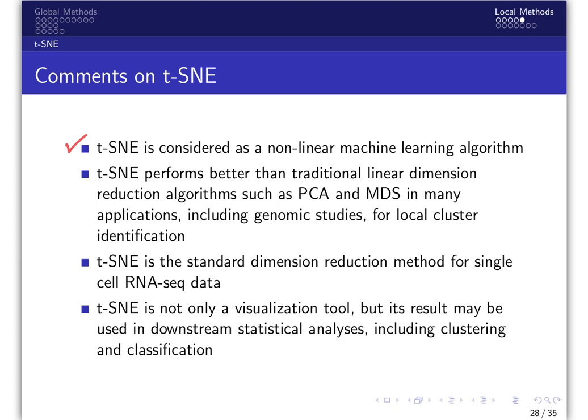t-SNE is considered a nonlinear machine learning algorithm and performs better than traditional linear dimension reduction algorithms, such as PCA and MDS, in many applications, including genomic studies, especially when the goal is to find local structure. For that reason, t-SNE is one of the standard dimension reduction methods for single-cell RNA-seq data. t-SNE is not only a visualization tool, but the resulting lower dimensional features may be used in downstream statistical analysis, including clustering and classification.